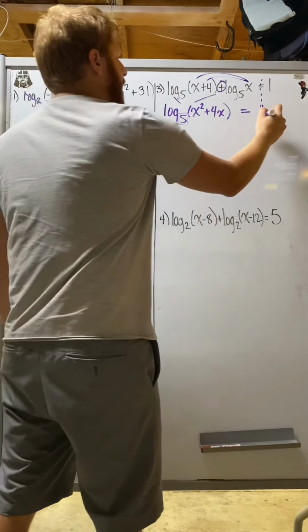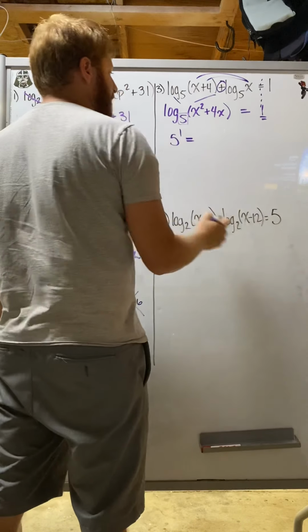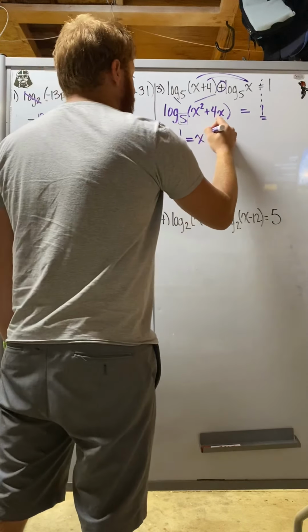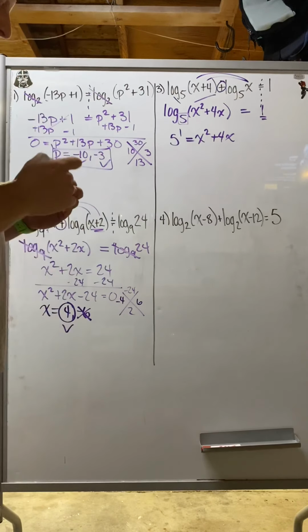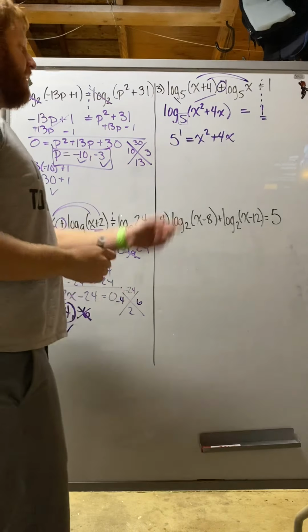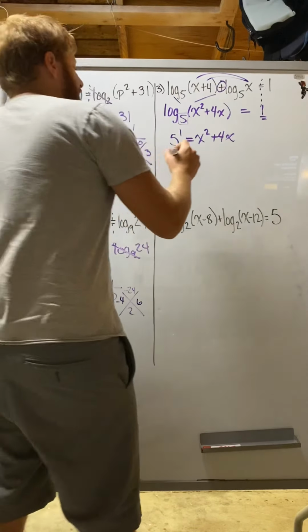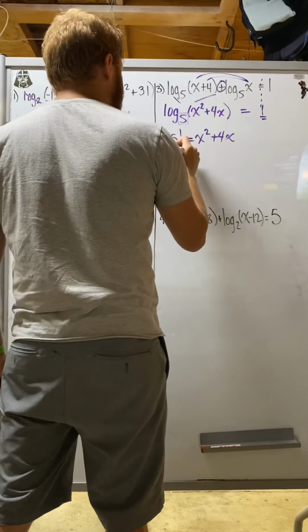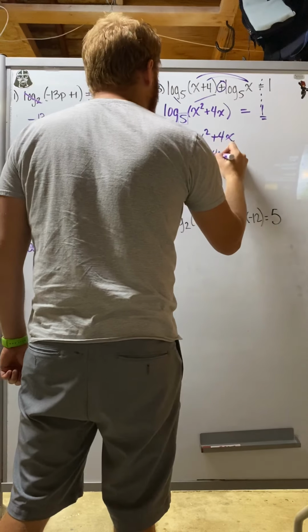What's your power? Your power is over here, so it's 5 to the first. And what is it all supposed to equal? X squared plus 4x. Okay? Now all I have to do is solve. Whatever this power is, I have to do it. 5 to the first, that's easy enough. That's just going to give me a 5 is equal to x squared plus 4x.